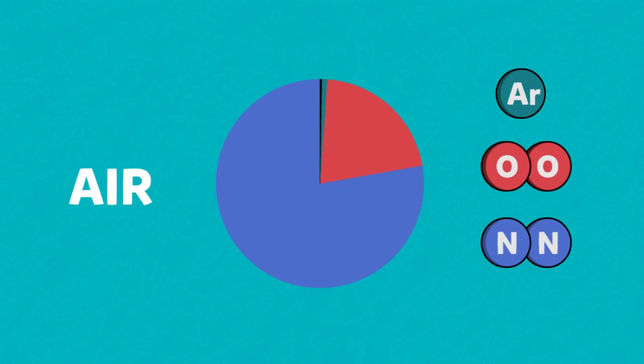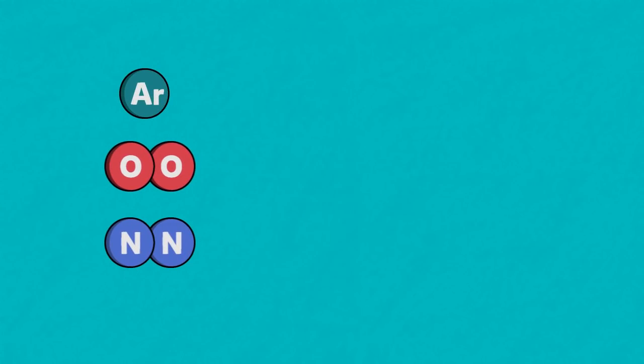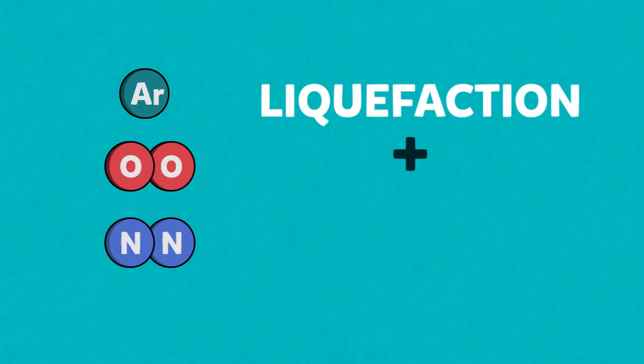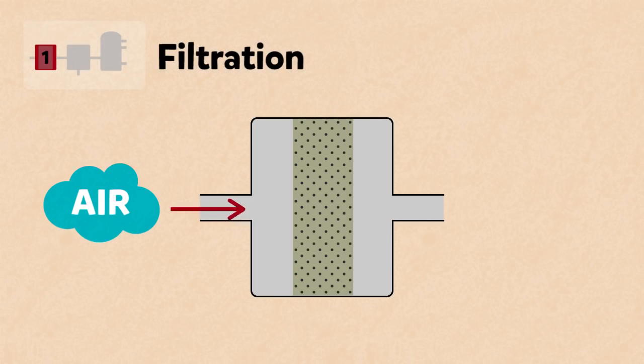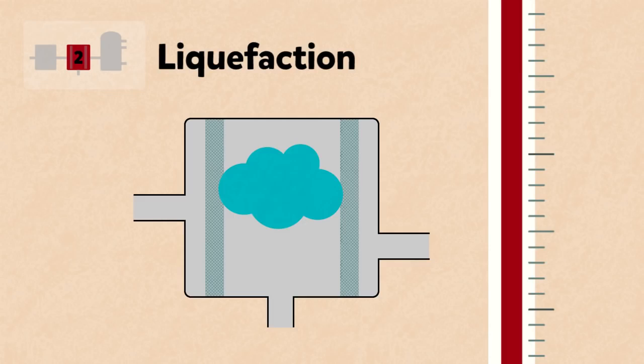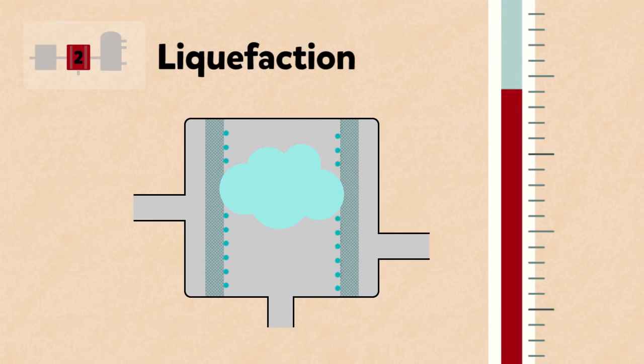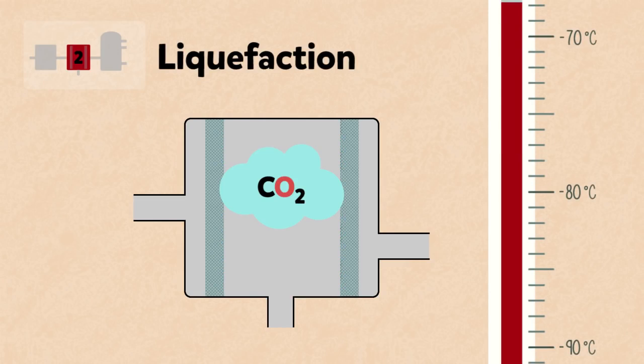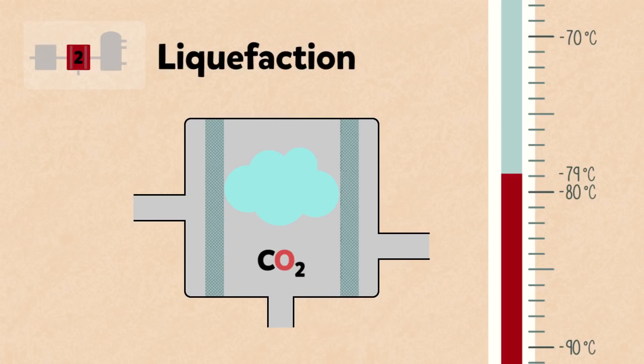Nitrogen, argon and oxygen can be separated from the air by liquefaction followed by fractional distillation. Firstly, the air is filtered to remove dust. It is then cooled in stages to minus 200 degrees Celsius, at which temperature air is a liquid. As it is cooled, water vapor condenses and is removed by absorbent filters. Carbon dioxide is then removed at minus 79 degrees Celsius when it freezes.